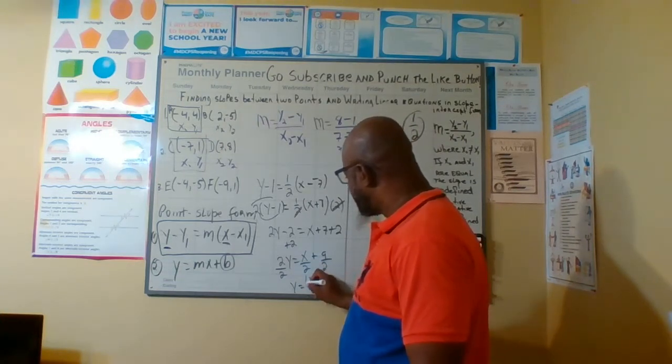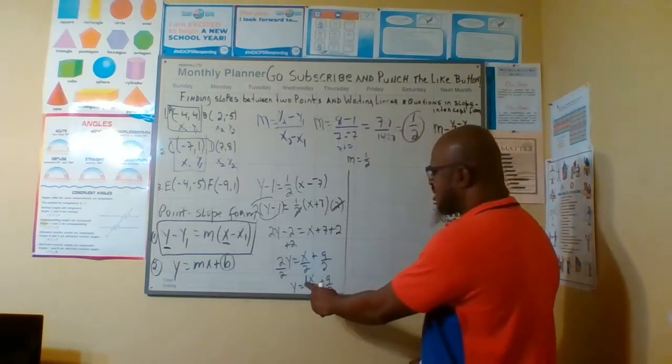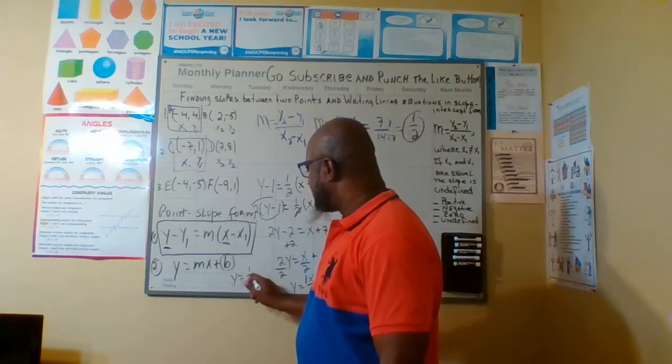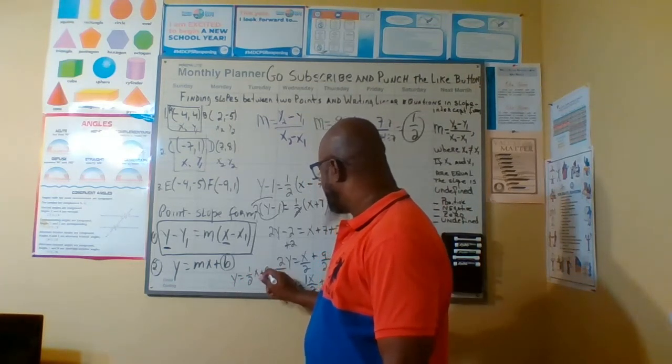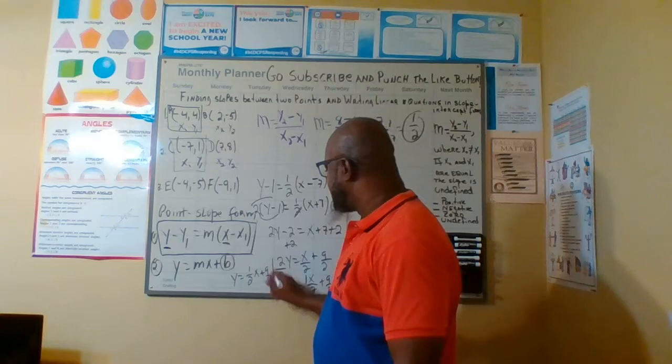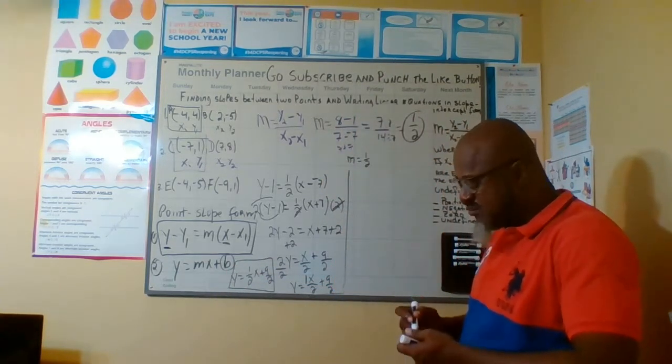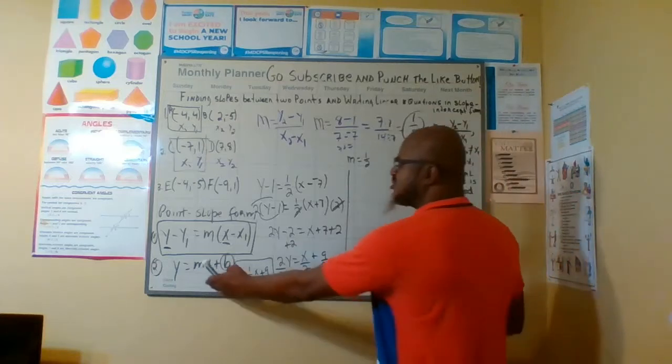Remember, this is a 1, so you can write it as 1/2 x. You don't have to. Right? 1/2 x plus 9 over 2. You don't need to change anything to this symbol. So this is done by using the point-slope form. So you're going to use this.